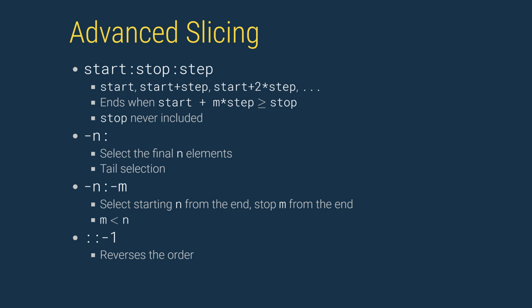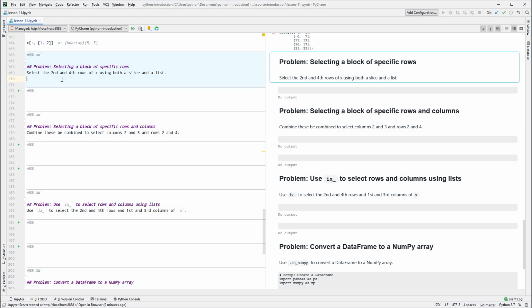It is also possible to use negative slices to select the final n elements in an array. This is known as tail selection or tail slicing. This can be generalized to select elements starting from n elements to the end until element m from the end, where n is larger than m. Finally, a useful slice is :-1, which is used to reverse the elements in a list, a NumPy array, or a data frame. The next problem asks us to select blocks of rows from X.